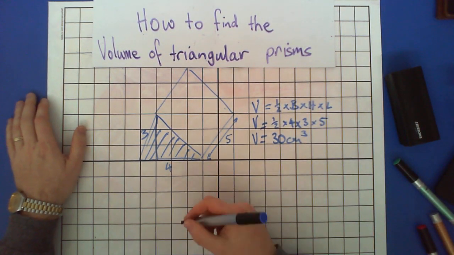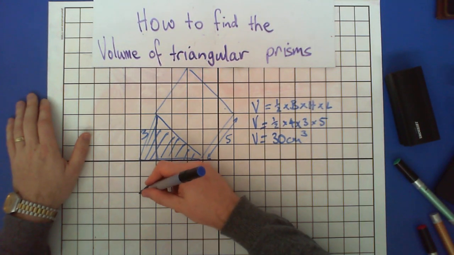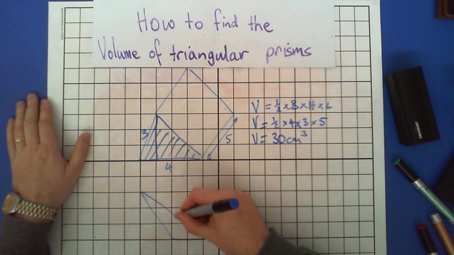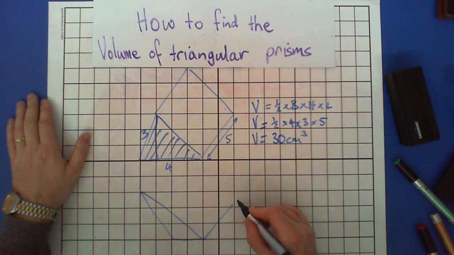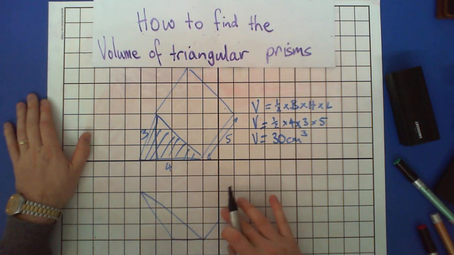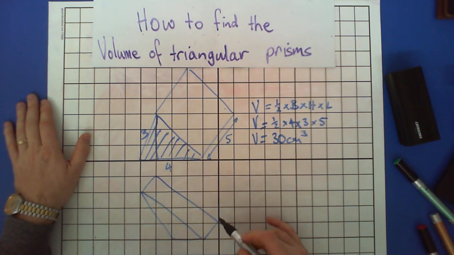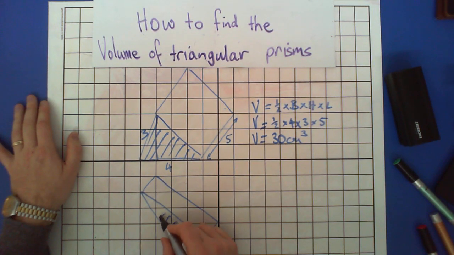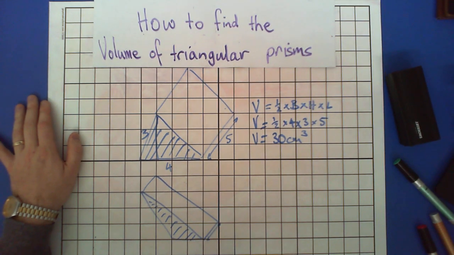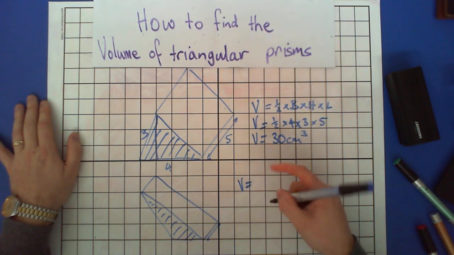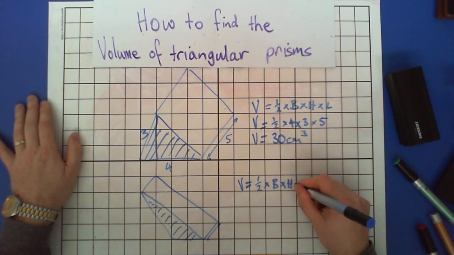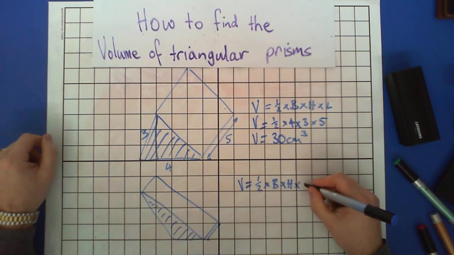Okay, we'll have a look at doing another one. I'll do one that's a little bit trickier now. Okay, doing this one here. So you need to do the same thing, find the area of this end, right, and times it by the height or the length of our prism. Okay, so our volume equation is going to be exactly the same. A half times our base times our height for the area of the end. We're going to times it by the length of our prism.